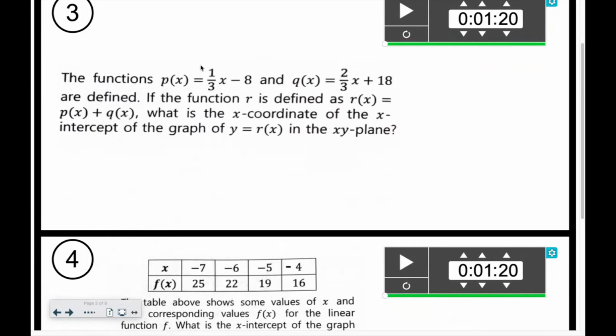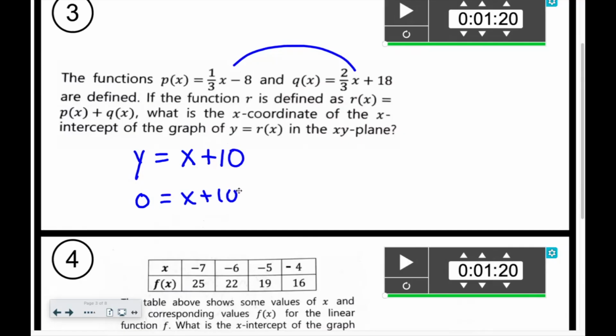So obviously, if we use Desmos, we would just plug these in. We would basically just add these together and then plug that in without having to actually add them together, and just look for the x-intercept. But also, if you just add these together, 1/3 plus 2/3, that's just x. So basically, we're going to get y equals, or r of x, but y equals x, and -8 plus 18 is 10. And the x-intercept is just when y is 0. So it's pretty easy to see that x is just -10.